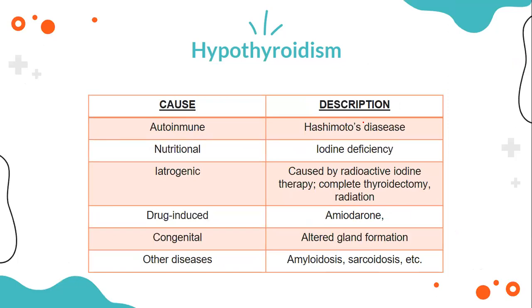There are some different causes of hypothyroidism. For example, autoimmune disease, which would be related to Hashimoto's disease. A nutritional cause would be related to iodine deficiency. Here in Bolivia, we have a lot of this, especially in La Paz, Oruro, and Potosí, right? Does anybody know why?